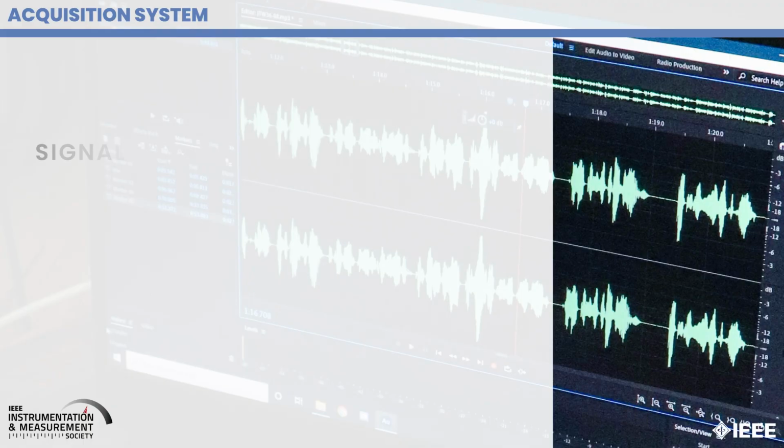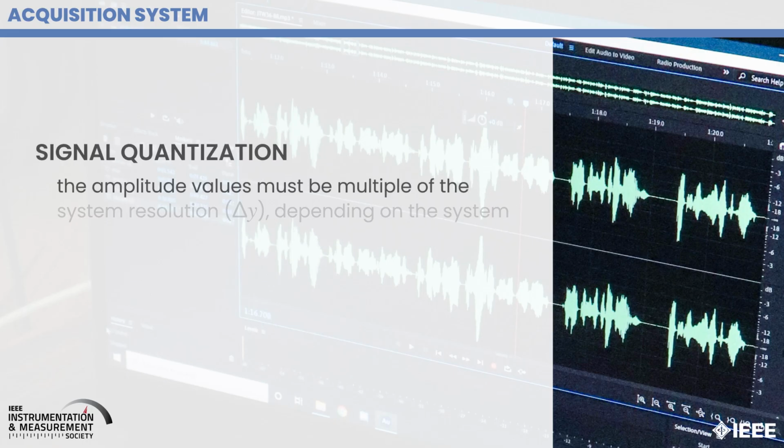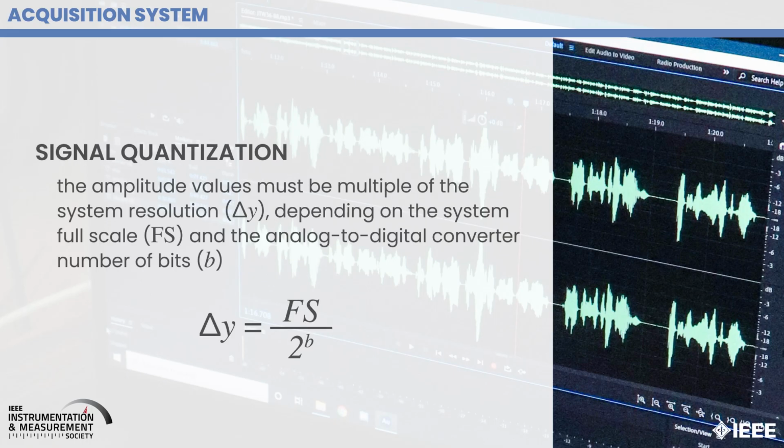At first, you have to take into account the digitalization procedure, paying attention to signal sampling and quantization. For the former, the Shannon theorem must be fulfilled, setting a sampling frequency higher than the double of the maximum frequency content of the signal, whereas for the latter it is fundamental to choose an appropriate full scale to optimize the resources of the system and obtain an appropriate signal resolution.